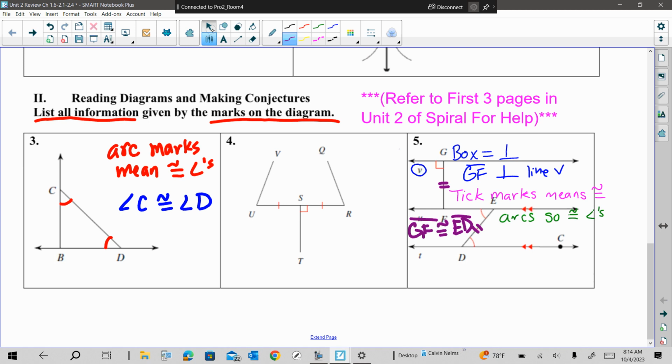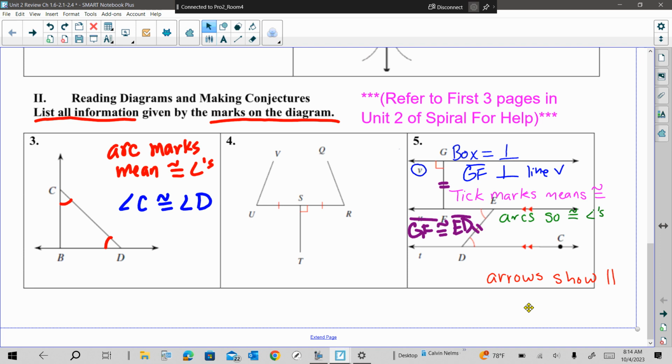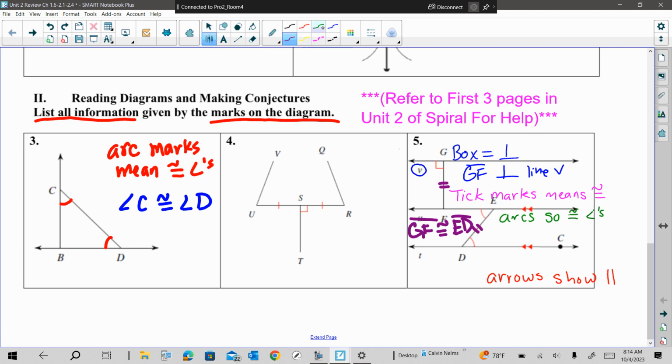And we also have the arrows. Your arrows are showing parallel. We also have these arcs right here. That's showing congruent angles. So angle E would be congruent to angle D. And we have the arrows, which shows parallel. So that would be this line here. I need to move this because I can't see it. Line U. So I can just say U is parallel to T, where the arrows are.